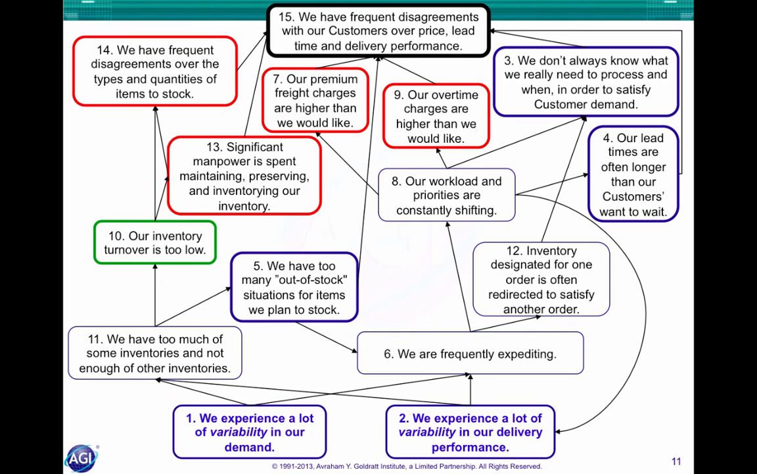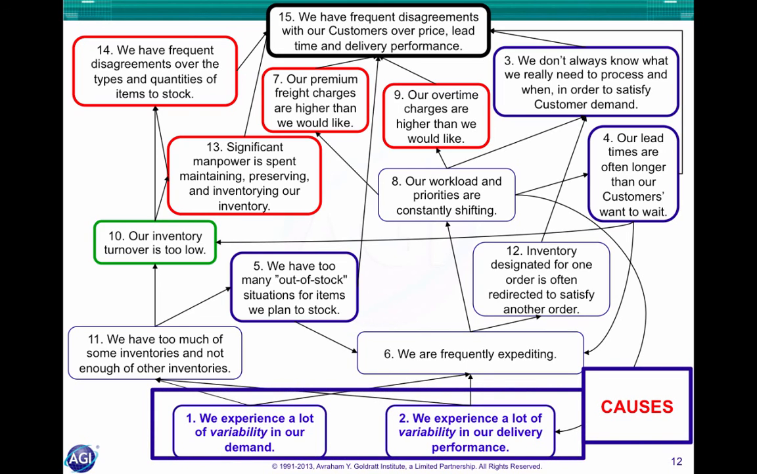It is not surprising to see some of these problems feeding back up themselves, like changes in workload and priorities, which loops back and adds more variability into our delivery performance, number 2. And longer lead times, number 4, loops back into more expediting, number 6, as well as lower level of inventory turnover, number 10.